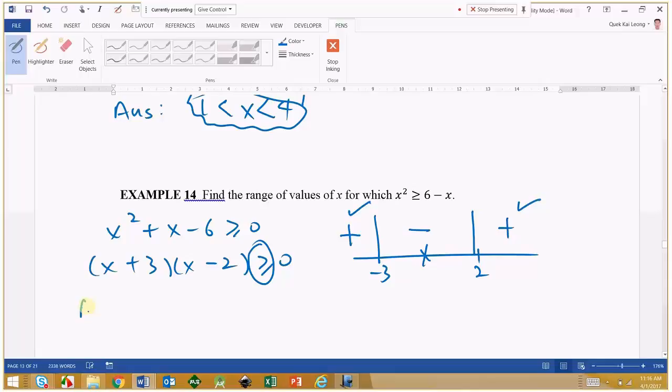So answer, x is less than, there's an equal sign, so here my answer will have an equal sign also. Can be equal to negative 3. Okay, or, it's not an and, it's or. This region will be x greater than 2. There's an equal sign because the question has an equal sign. It can be equal to 2. So when it's equal to 2, this whole expression is greater than or equal to 0.